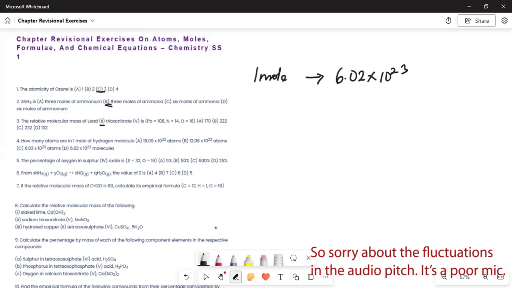So for the elementary entities of hydrogen, hydrogen is of course an element. The elementary entities of an element are the atoms. So the question says how many atoms are in 1 mole of hydrogen molecule?